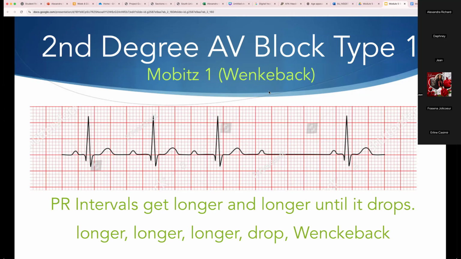As a short reminder, just another few moments, you're supposed to be counting the PR interval for each of the heartbeats you see and put your answers in the chat.